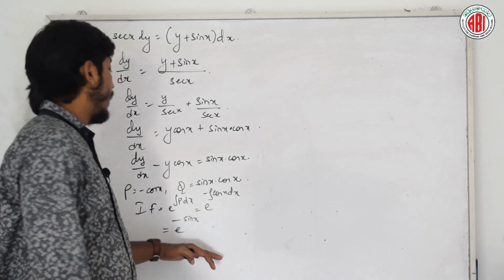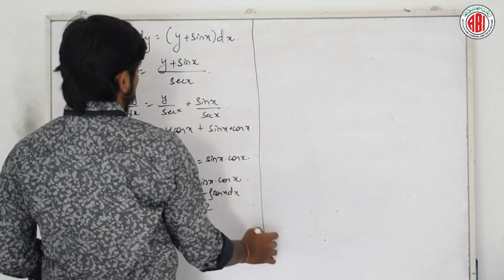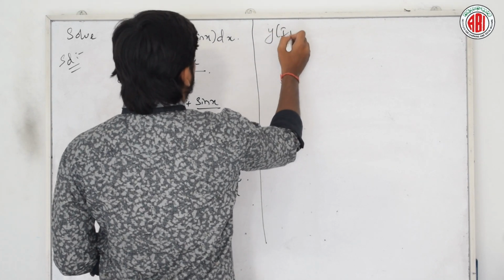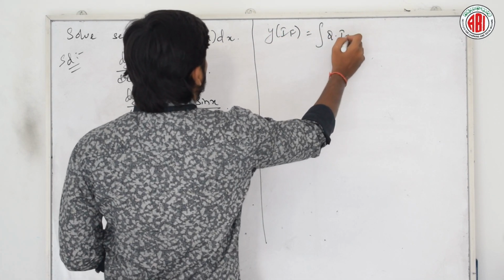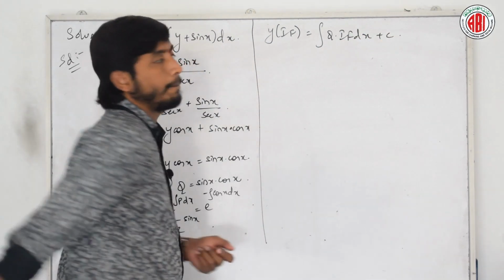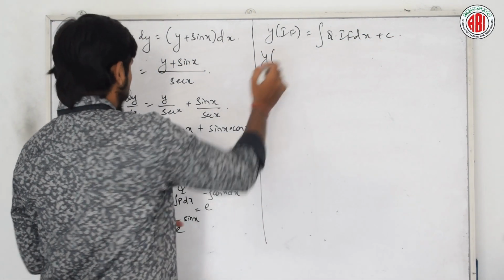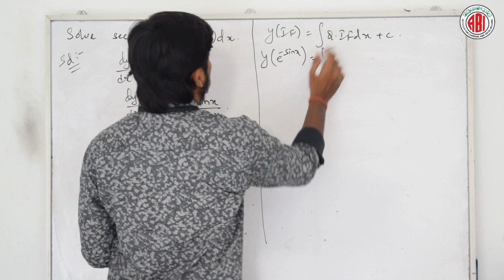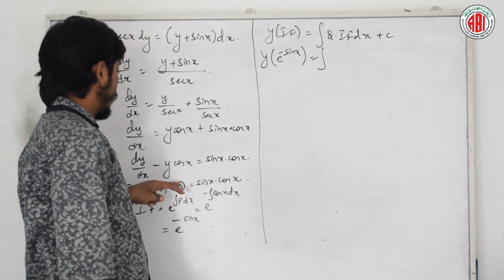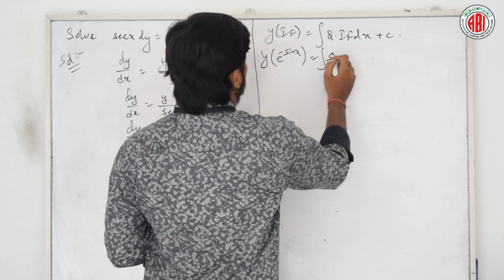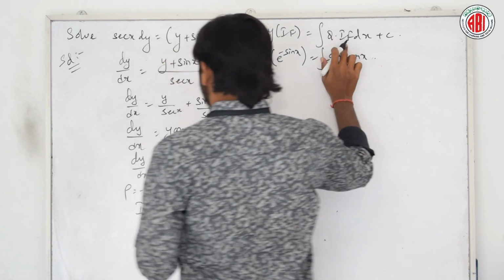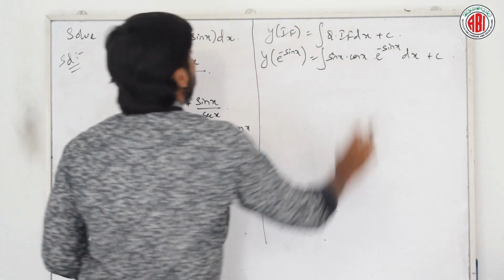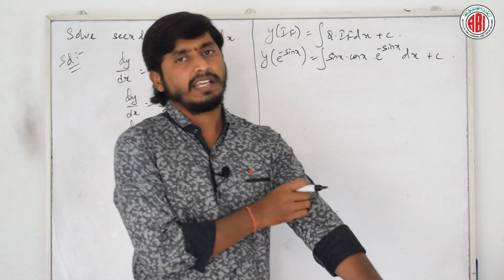Fine. So now let us substitute in the formula. We will get y into integrating factor is equal to integral of q into integrating factor dx plus c. So it will be y into e power minus sin x. Here q is sin x into cos x. Sin x cos x into again the integrating factor e power minus sin x dx. Now we have to integrate this. How do we integrate this?